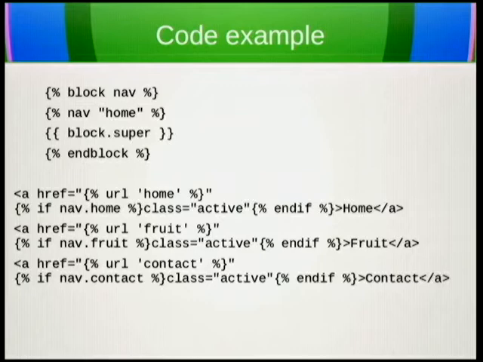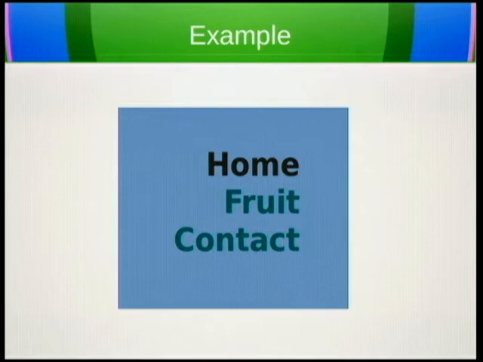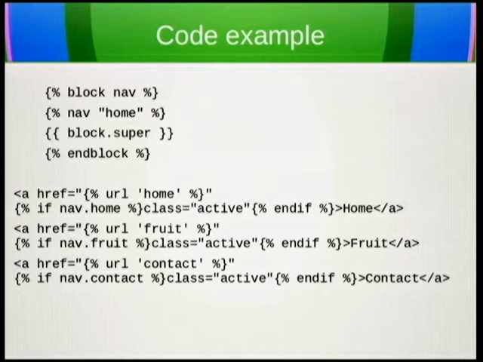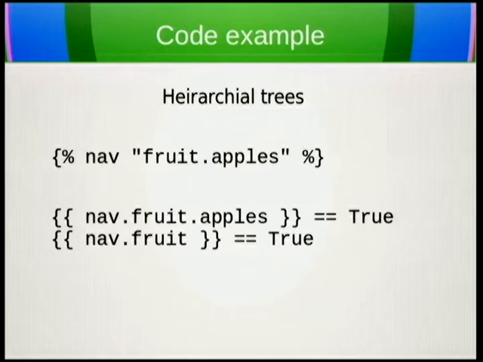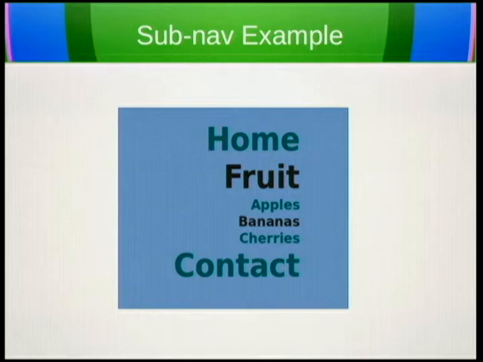It's your basic navigation. You've got navigation for home, fruit, and contact. So that's what it would look like. You've specified home at the top, and you just use this method to access that. Now, you can also have hierarchical trees, so you can have fruit.apples, and it'll be true for both fruit.apples and fruit, so you can have fruit highlighted and bananas highlighted, and it all works.